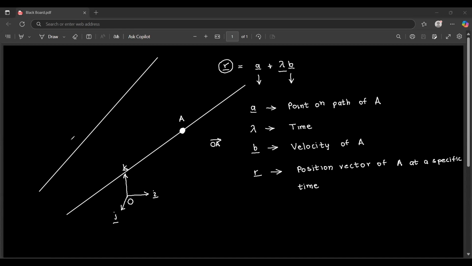How can we do this? Well, let's start with a simple example. Let's say the motion of a particle A is given by r equals a plus tb. I'm using t because that will be easy to understand as time, instead of lambda. Let's say a is equal to (1, 2, 3) and b is equal to (4, 5, 6).